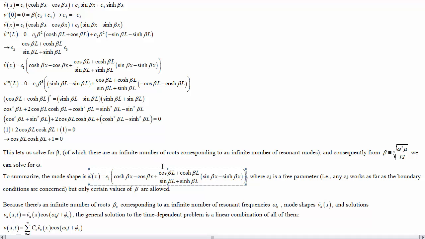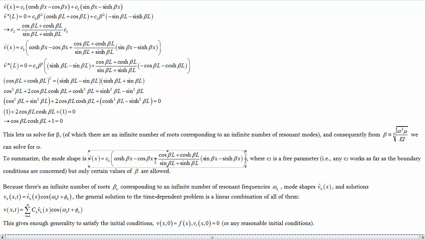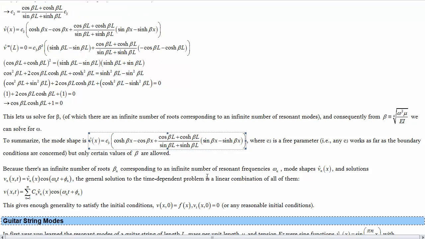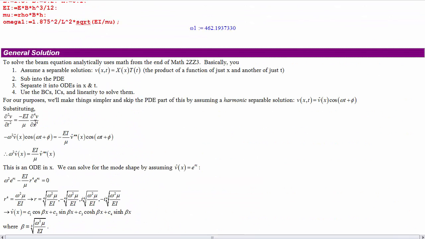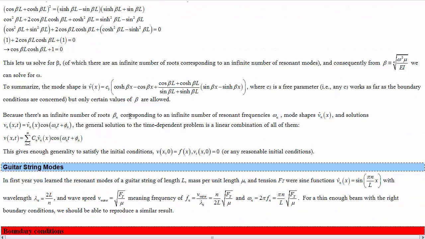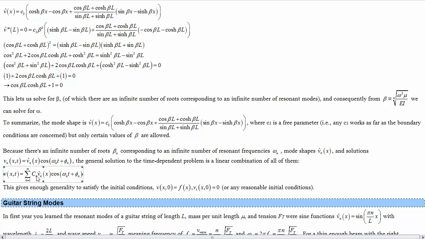So in summary, the mode shape that we found was this step here before we went and applied the last boundary condition. The C3 is just a free parameter, though. We don't need that. Anything proportional to this would still be the mode shape. So since there's an infinite number of betas corresponding to an infinite number of resonant frequencies and mode shapes and solutions, the general solution to a linear differential equation is just a linear combination of all the independent solutions we found, in this case an infinite number of them, so we'll take a sum of those multiplied by constants. This gives you enough flexibility to satisfy the initial conditions, although we're not really going to do that.